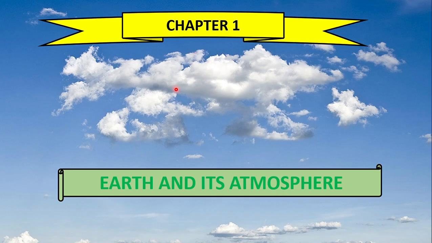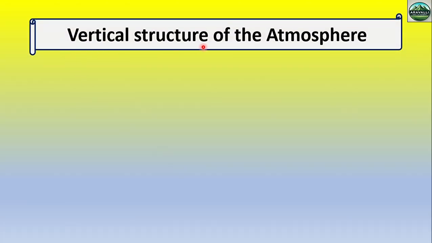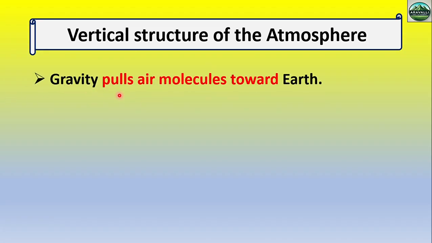Today we are going to discuss the next part of the earth and its atmosphere. So first today we discuss the vertical structure of atmosphere. Number first, gravity pulls air molecules toward the earth.